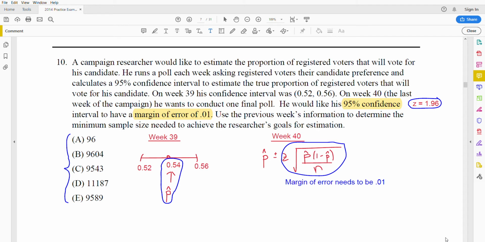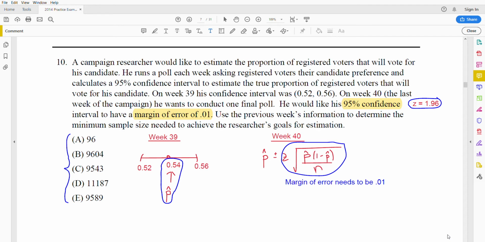When I was first doing this problem, I was about to stop right there because I thought, well, if I rounded that to 2 decimal places, it would give me a margin of error of 0.01. Until I realized that C and D are also very similar in size to B, and it might produce a margin of error that's even closer. So I'm not going to throw out B yet. I want to take a look at C, D, and E as well. The sample size in B, 9604, got us pretty close to a margin of error of 0.01, but let's see if we can do one better.